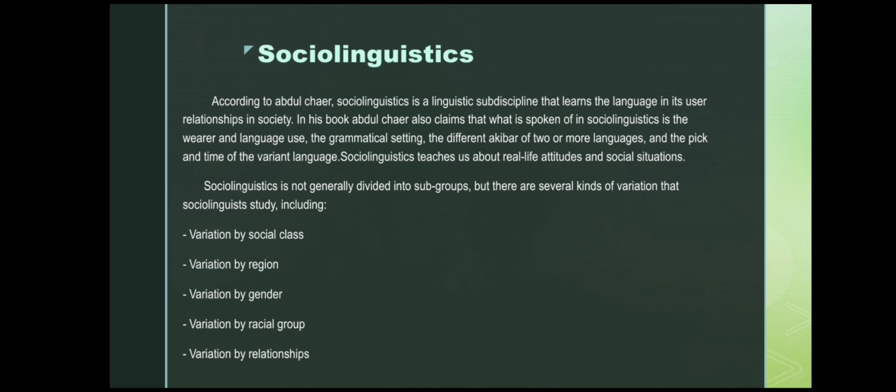The last topic is about sociolinguistics. Sociolinguistics is a linguistic subdiscipline that studies language in its users' relationship in society. Sociolinguistics is not generally divided into subgroups, but there are several kinds of variations. The sociolinguistic study includes variation by social class, variation by region, variation by gender, variation by racial group, and the last, variation by relationships.